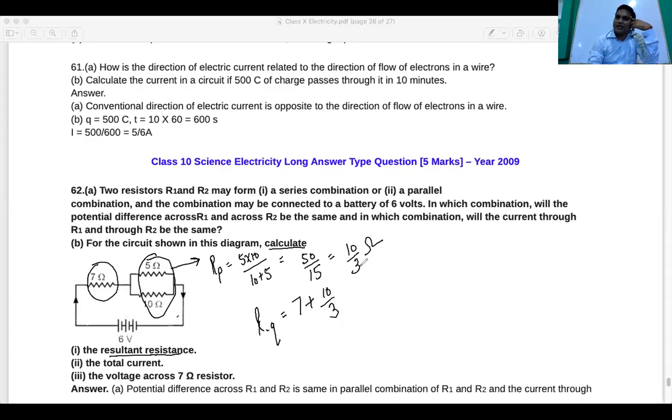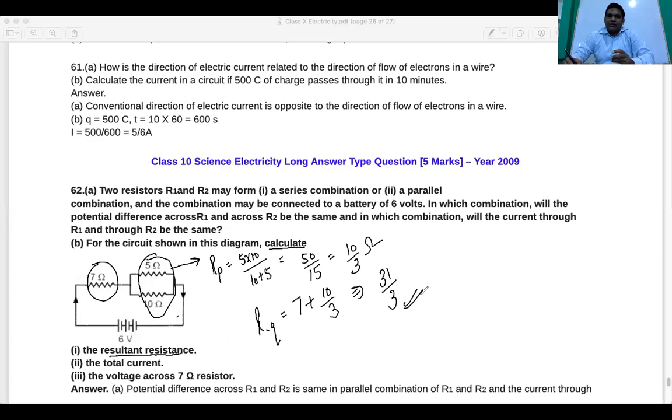Shivam Kushwaha, the disturbance is from your side, please. So this will be 7 into 3 is 21, 21 plus 10. This will be 31 by 3. Is it clear or not?